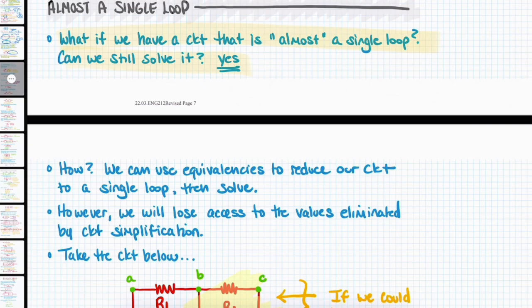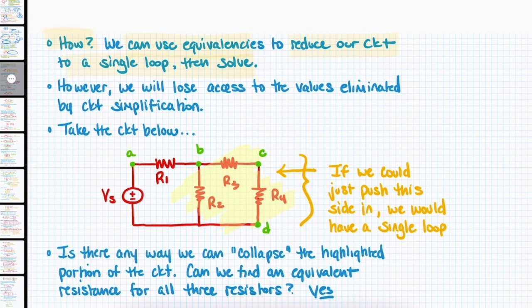So, if we have a circuit that we feel is almost a single loop, how can we solve it? We can use equivalencies to reduce our circuit to a single loop and then solve it as a single loop, which we already know how to do. However, during this process, we will lose access to certain values eliminated by this circuit simplification process.